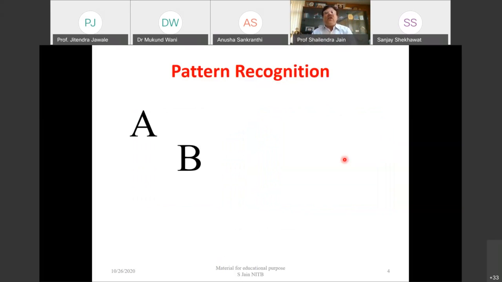Let's see if we talk about pattern recognition. Pattern recognition, say alphabet A, alphabet B. Our brain cells are trained. When a child goes to school, he learns. We ask the child to learn these things through pattern recognition. We ask them, identify this particular pattern.